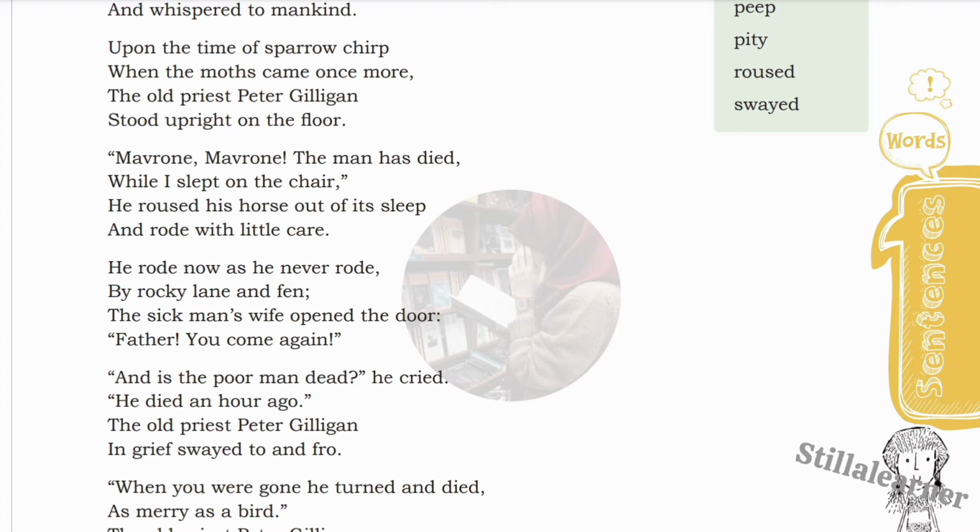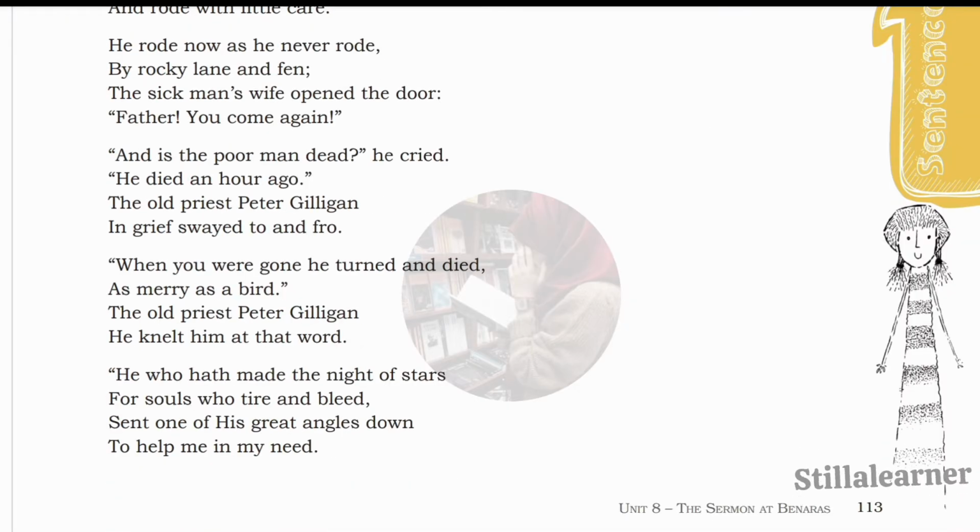Please forgive me. By saying so, by talking to God, he fell asleep on the chair and the stars began to peep, means it was night time. And when he woke up, it was actually morning time, means early morning. He stood up right on the floor and began to cry, Mavrone, Mavrone. Actually, this is an expression which is just like an alas. So alas is used when someone is dead, just like here Mavrone also. Okay, he said, Mavrone, the man has died. I didn't go and visit him. He died because of me.